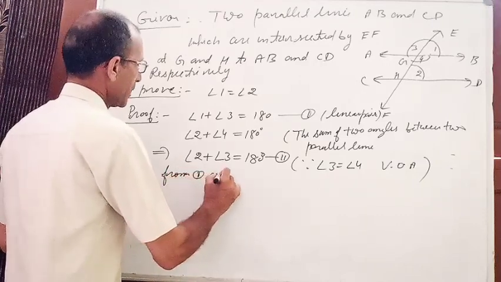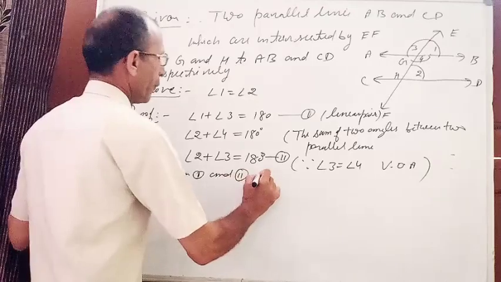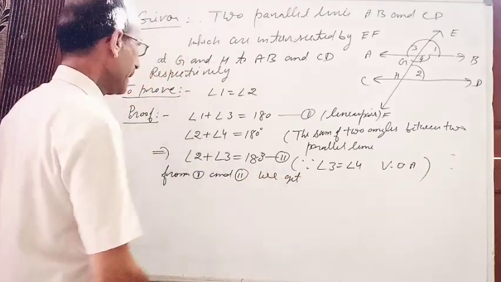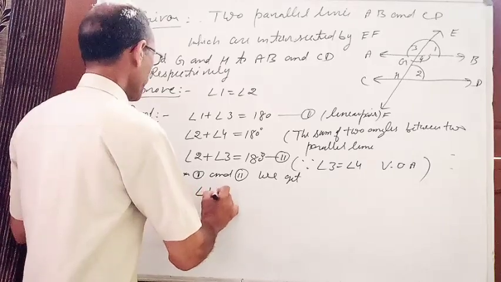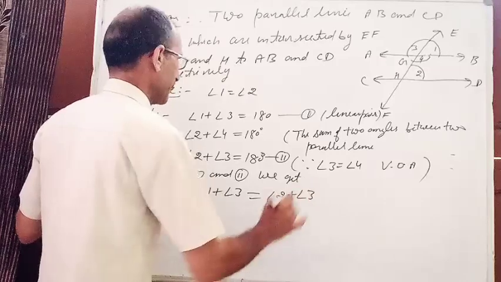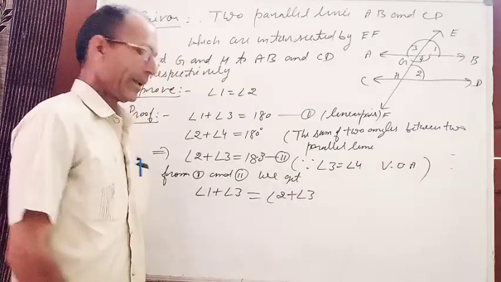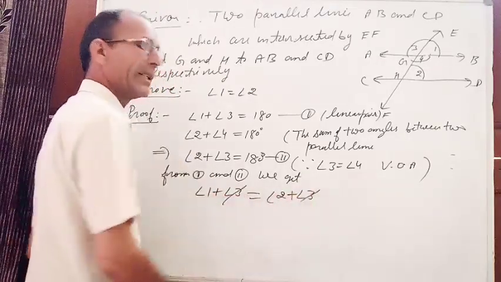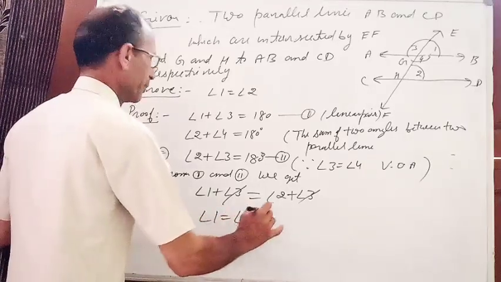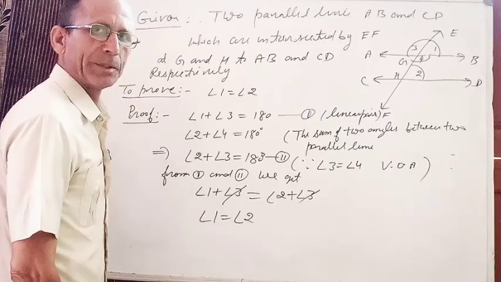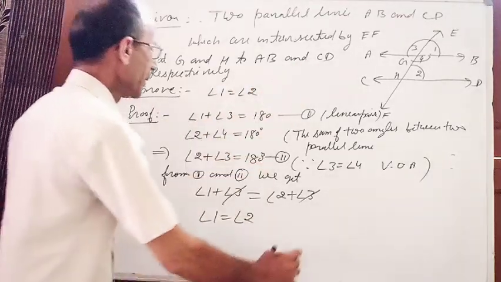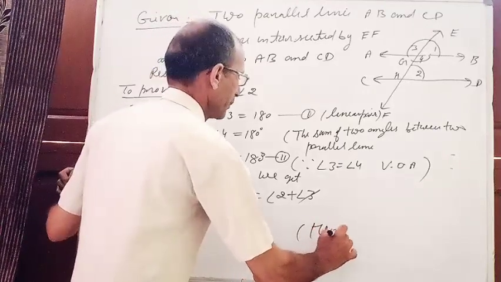From 1 and 2 we get angle 1 plus angle 3 is equal to angle 2 plus angle 3. Angle 3 cancels with angle 3. So angle 1 is equal to angle 2. Hence proved, because we have to prove only this one: angle 1 is equal to angle 2. Hence proved.